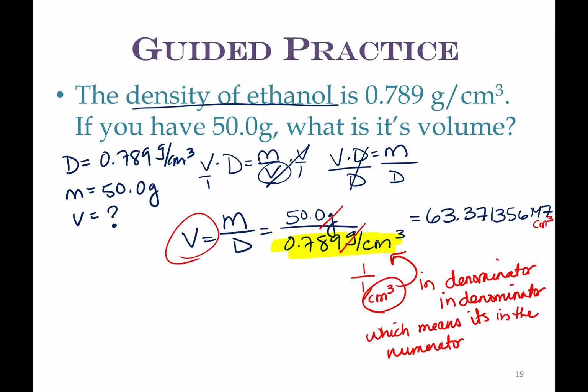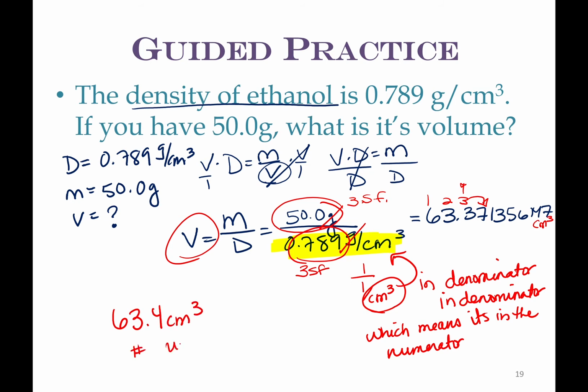Now, we haven't talked about the rules of significant figures yet, but I am going to tell you that in multiplication and division, you look at the total number of significant figures here. That is 3 significant figures. And I look here, it's 3 significant figures. 1, 2, 3. I look 1 to the right, which helps me round. 7 is greater than 5, so I'm going to round this number up. So my final answer is going to be 63.4 centimeters cubed.